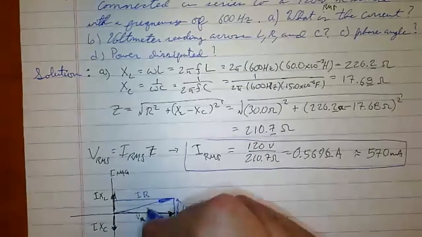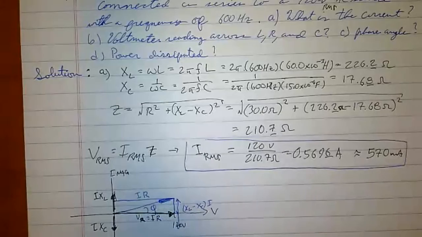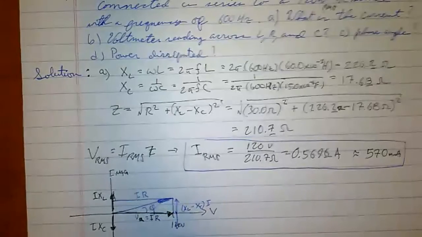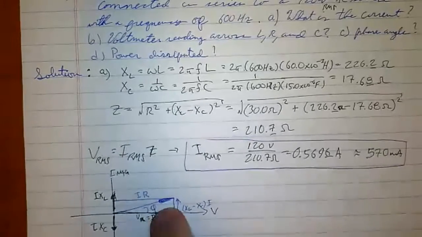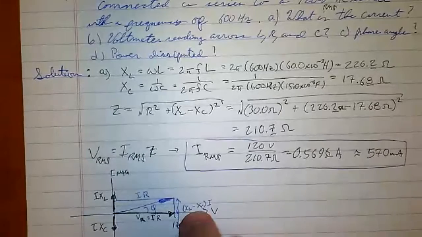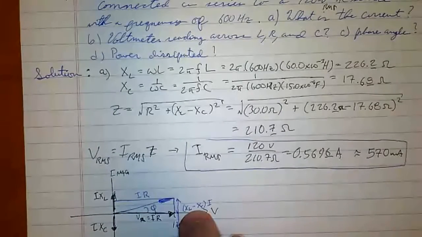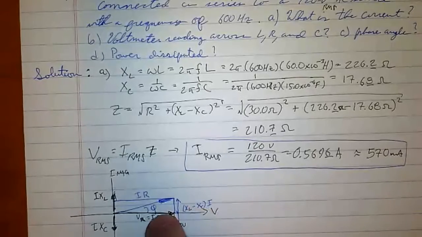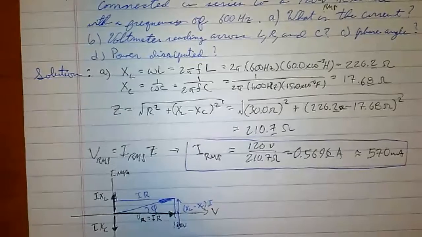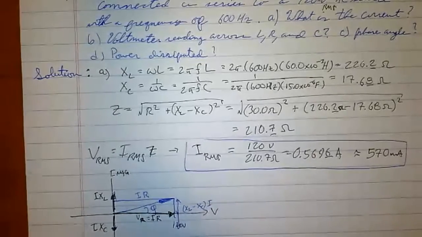In fact, this angle right here is the phase angle that they're talking about. So when they ask for the phase angle, they're asking for that, which you can take the inverse tangent of the difference between the reactance of the inductor and the capacitor, opposite over adjacent. Adjacent is R, so you do inverse tangent of XL minus XC over R. Now, I've got part A.